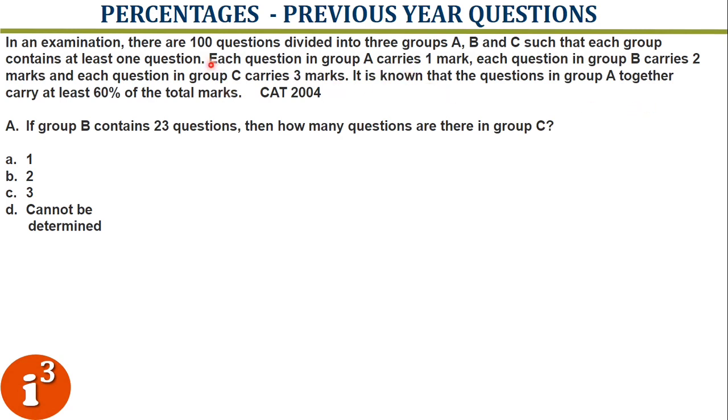It is known that the questions in group A together carry at least 60% of the total marks. The number of questions in group A, suppose it's x, then the marks it carries is also x. It is greater than or equal to 60% of the total marks. So what's the question? If group B, which carries 2 marks, contains 23 questions, how many questions are there in group C? Let's see the solution.